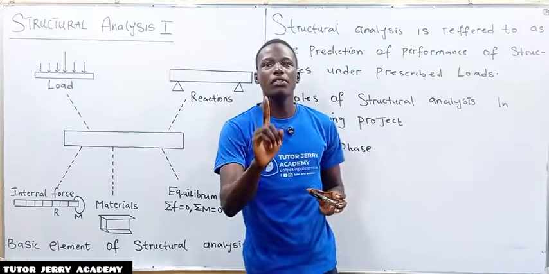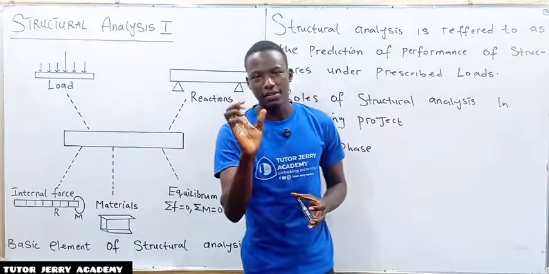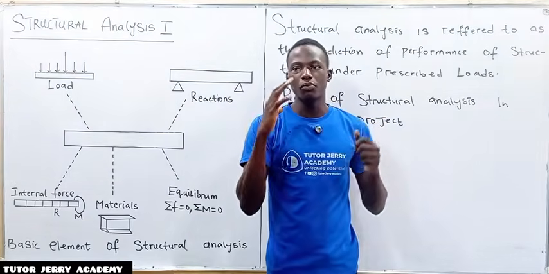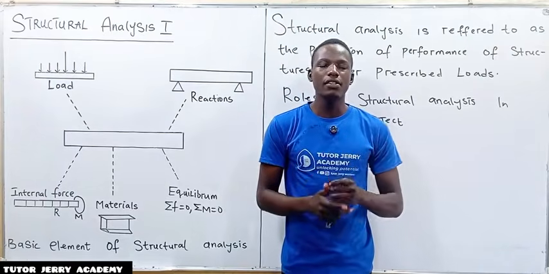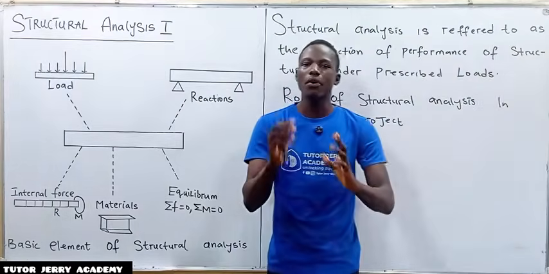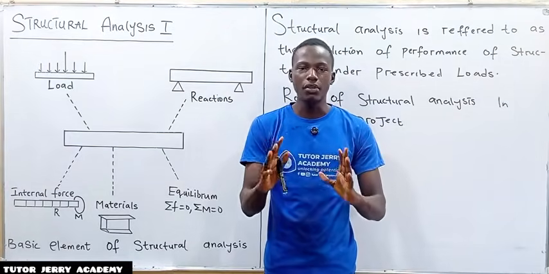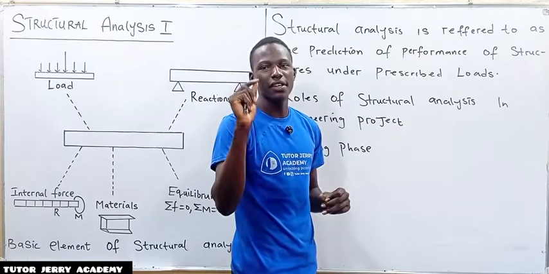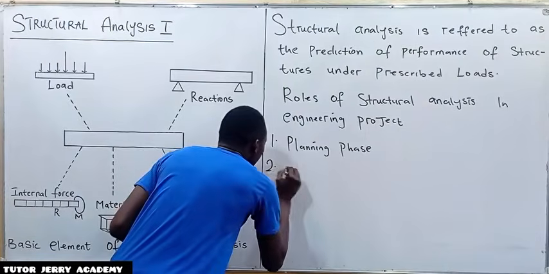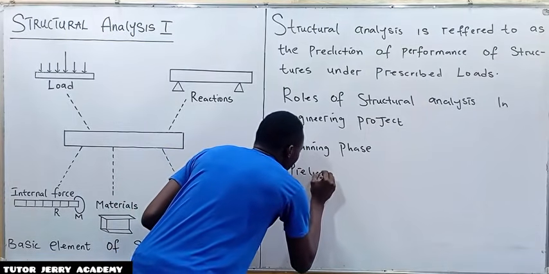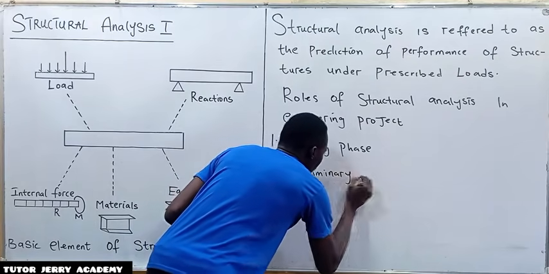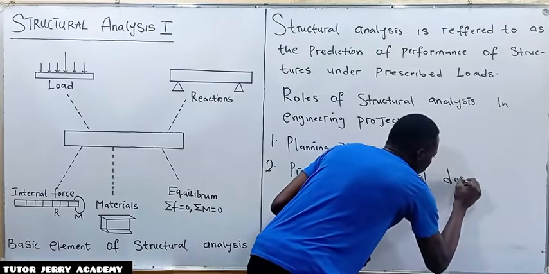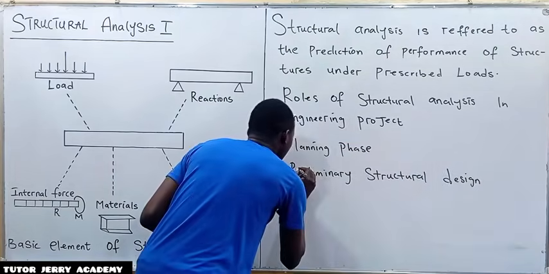Now, secondly, we have the preliminary structural design. The structural engineer is expected to design the structural phase of whatever structure he's trying to put in place. This will enable him to get a clear roadmap on how the building or the structure is going to go. So we have the preliminary structural design. This is the second rule of structural analysis in engineering projects. So number two, we have preliminary structural design.